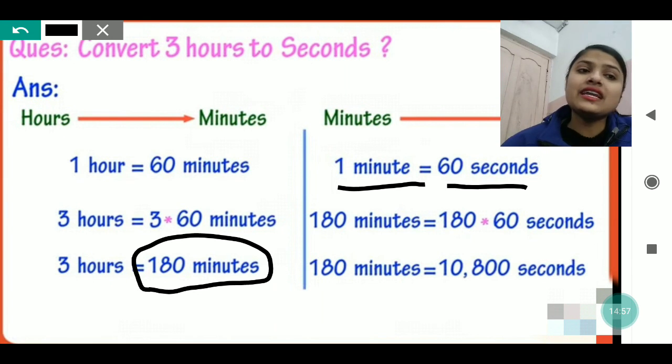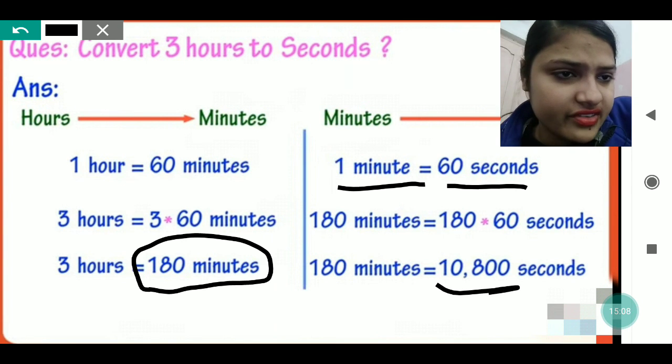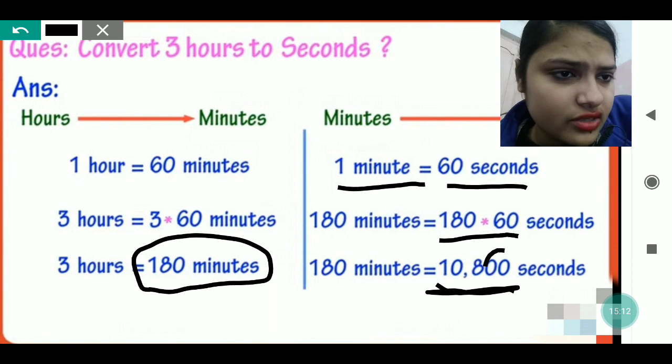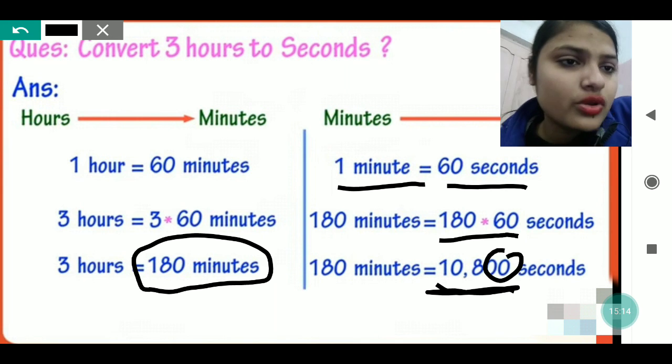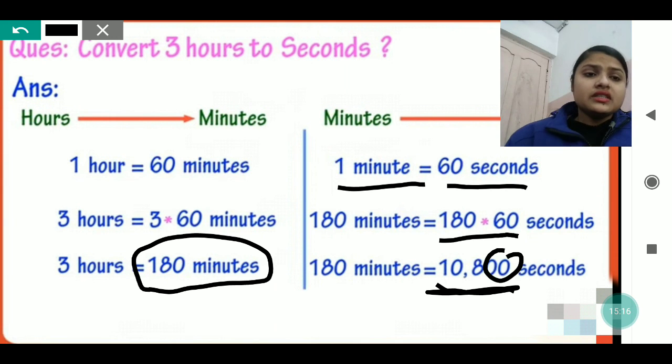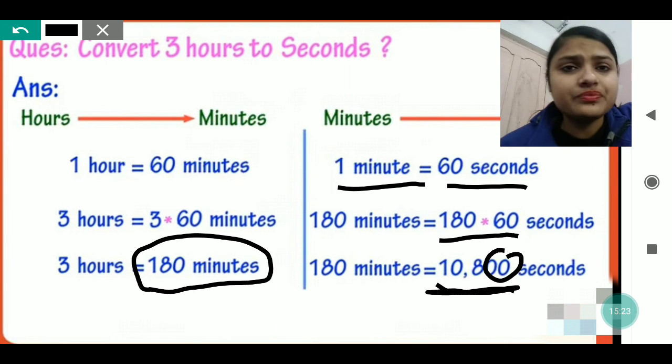So when you do 180 into 60, you will get 1800 seconds, sorry, 10,800 seconds. You can see it is written here. When you are multiplying these two, 2 zeros are there, so you will write 2 zeros here. 6 into 8 you will do, and then 6 into 1 you will do, then you will get 108 like this.